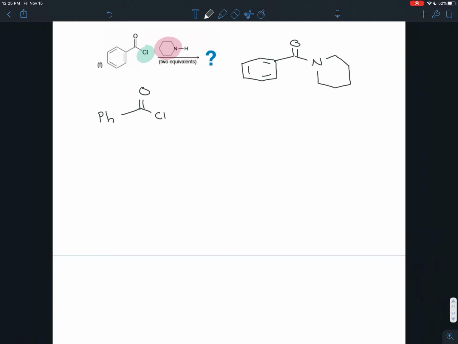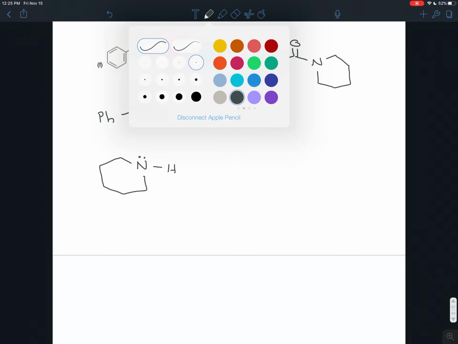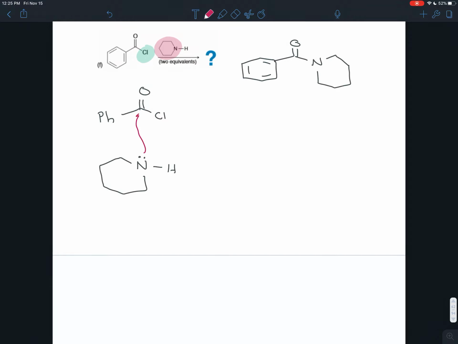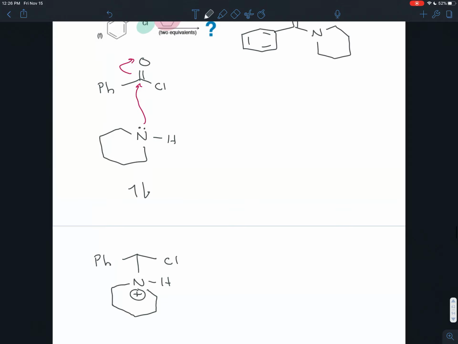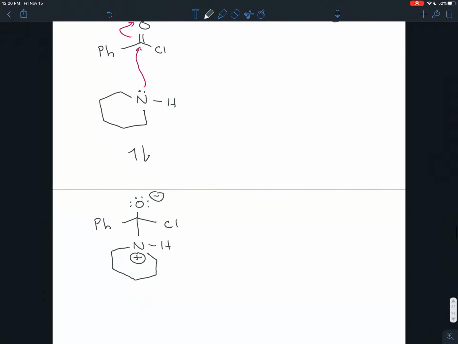So we've got that chlorine there. Here we have our nitrogen. The nitrogen has 3 bonds and 1 lone pair. It's slightly negative because it's electronegative, so it can act as a nucleophile to attack the carbonyl carbon, kick the pi electrons up, and after that nucleophilic attack, we get a tetrahedral intermediate. Chlorine is still there. Now we have this nitrogen, which has 4 bonds, and therefore a full positive charge, and an oxygen, which has only 1 bond and therefore a full negative charge.